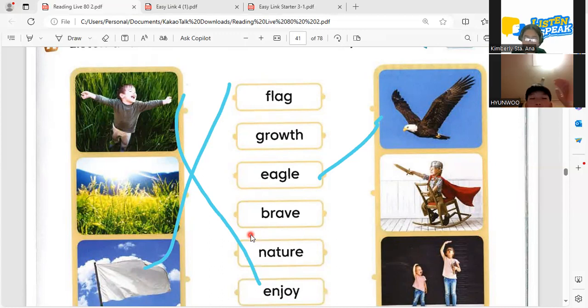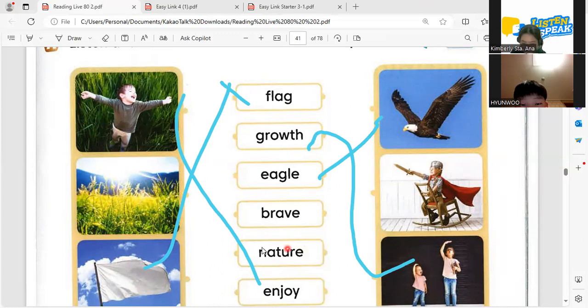I don't know. Help me. Okay, I will help you. So look here. You call this growth. Yes, from baby to bigger kid, like Hyeonwoo was. So you were once a baby and then you grew bigger. Okay, that's what you call growth.